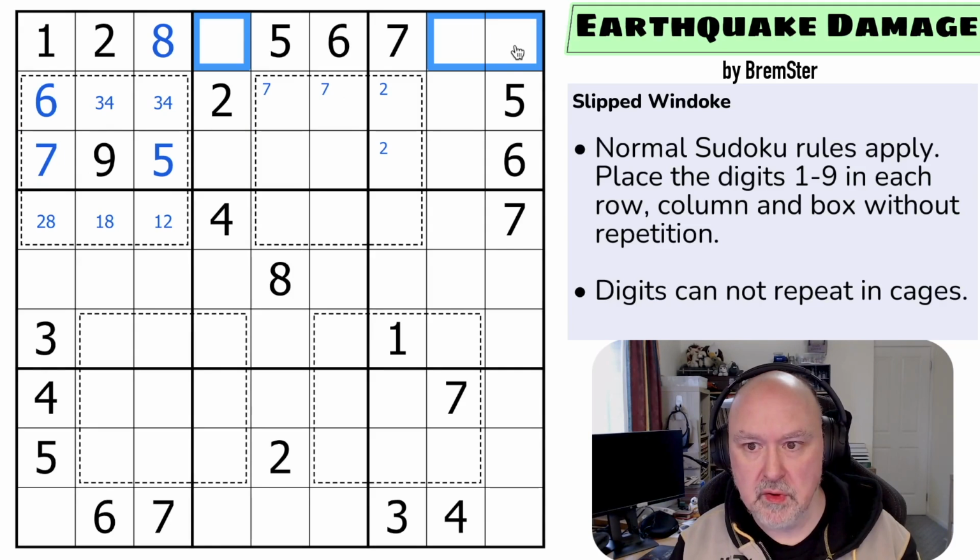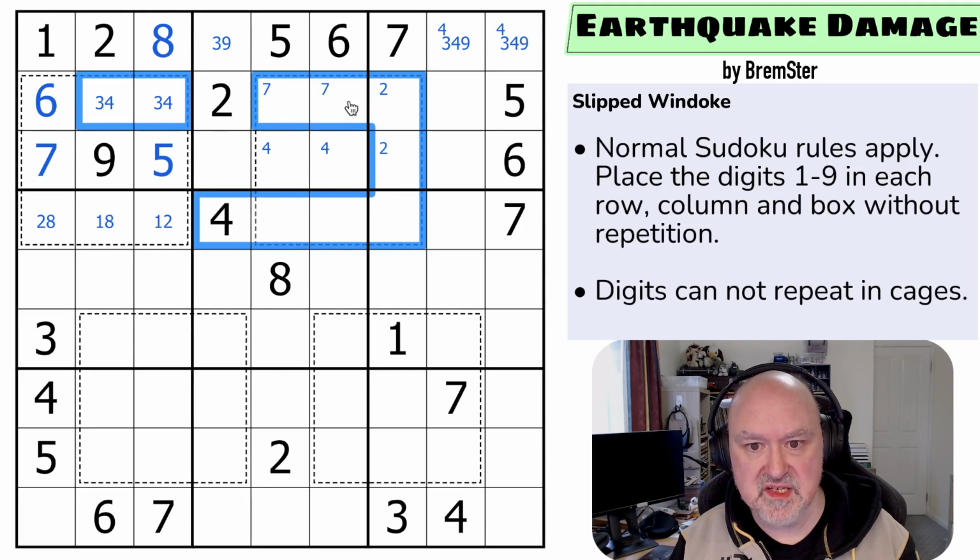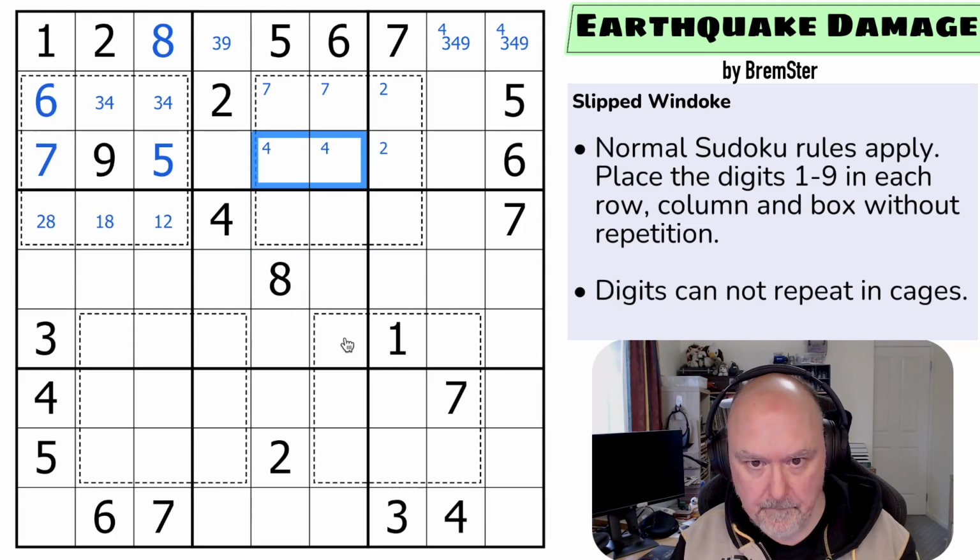What's this triple? 3, 4, 9? And there's no 4 there. So the 4 is in one of those two. That puts 4 in one of those. Actually, it puts 4 in one of those two, because the 4 here means there's no 4 in those. And the 4 in one of those two means there's no 4 in those. 4 is in one of those two.